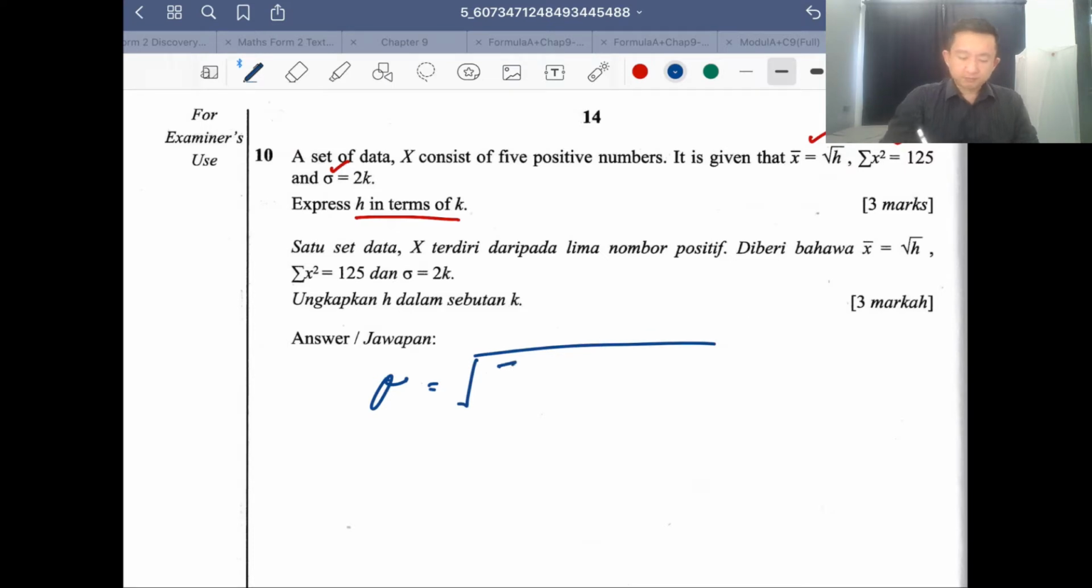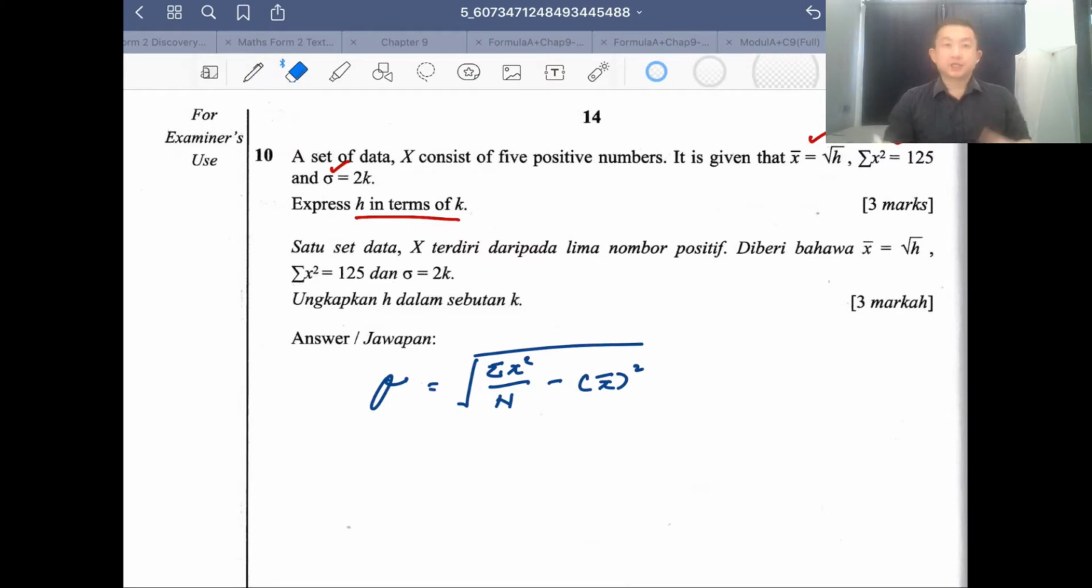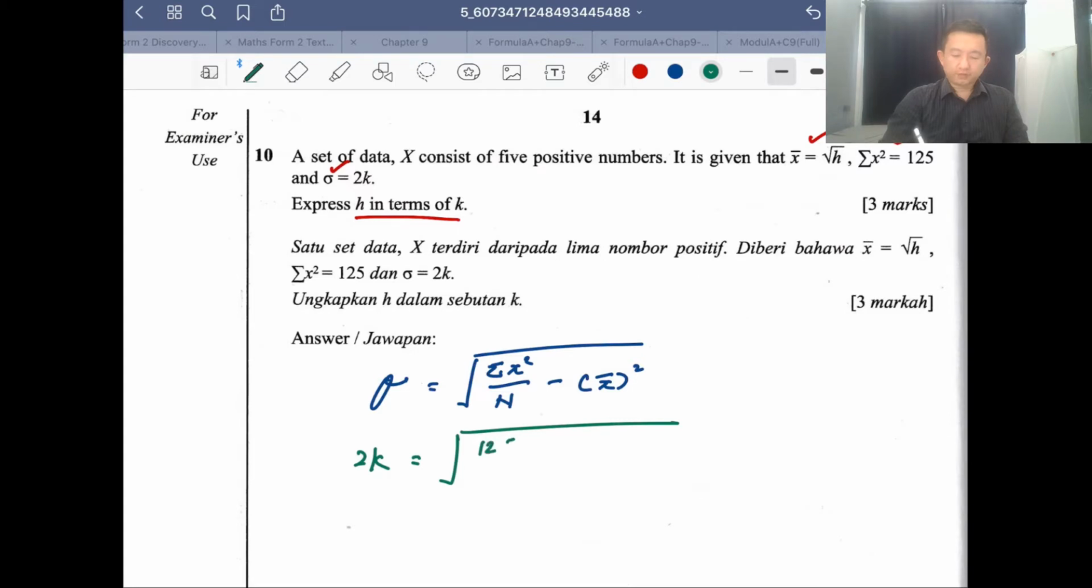The mean, the number, total frequency, the sum of x squared. Okay, this is the formula for standard deviation. You just have to put in the info that you know of. 2k, 1, 2, 5, 5 numbers.